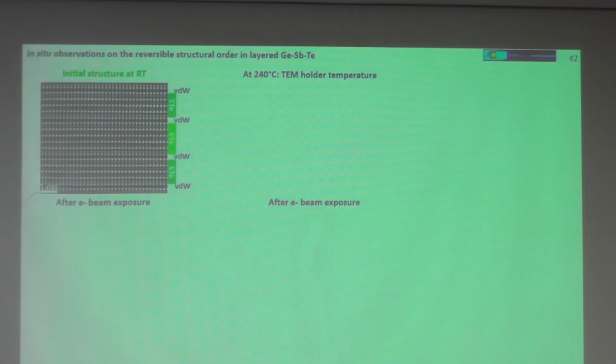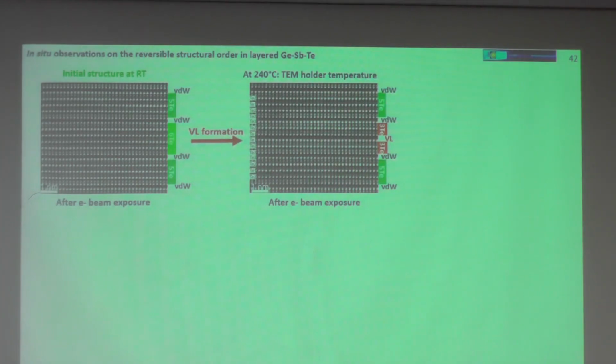There are also some defects in the superlattice system. One we considered is bilayer stacking faults. There is also the formation of vacancy layers in this system. This is a layered structure, germanium antimony telluride, consisting of different building units. And if we heat up this system to this temperature, 240 degrees C, then we can see the formation of the vacancy layers.